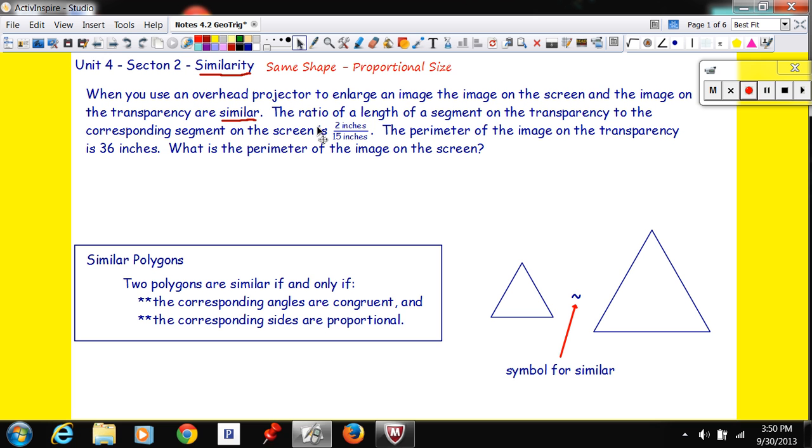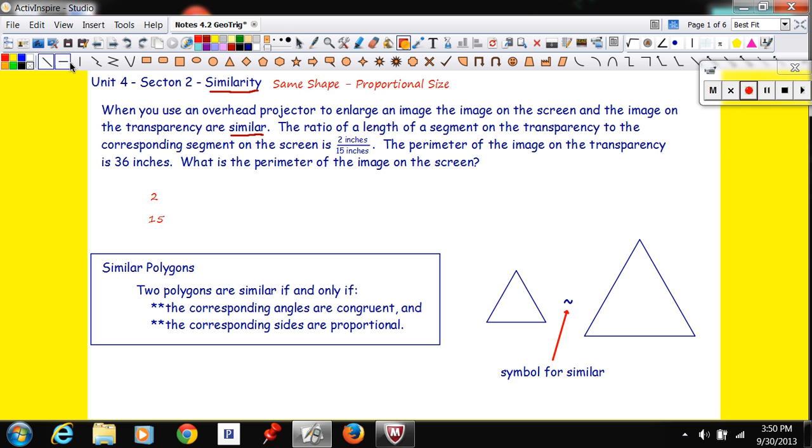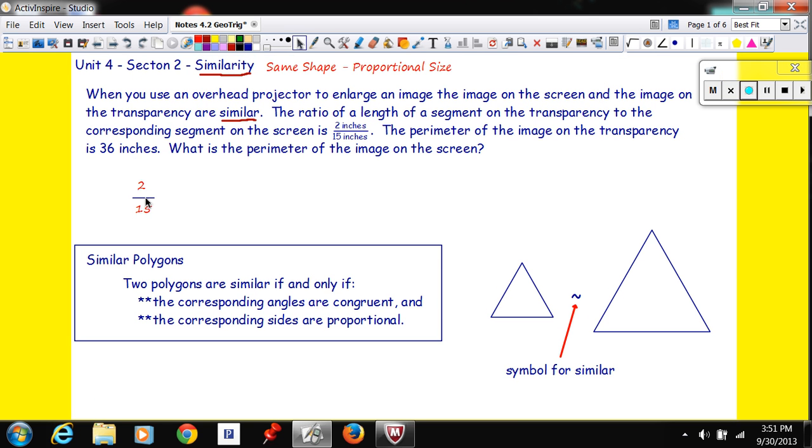Now when you use an overhead projector to enlarge it, that's the scale factor that we're going to do right here. So let's use that scale factor. Let's put a 2/15 scale factor. So that's a 2-inch to 15-inch. So you can put your little inch marks there if you want to. 2 inches over 15 inches.